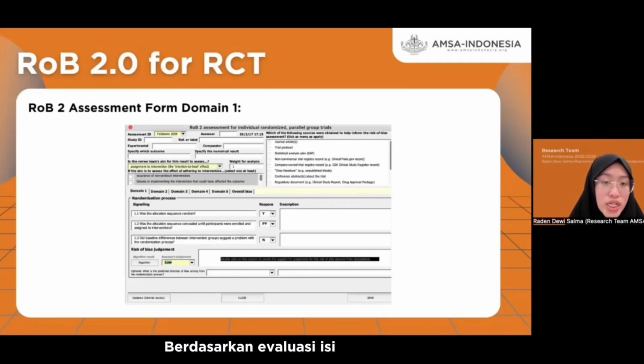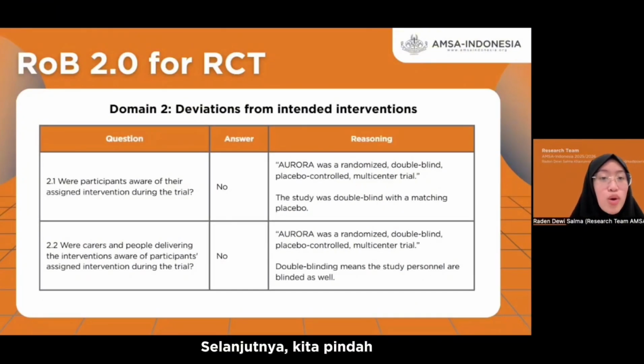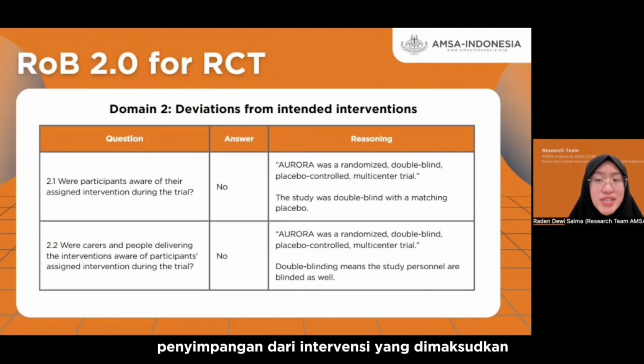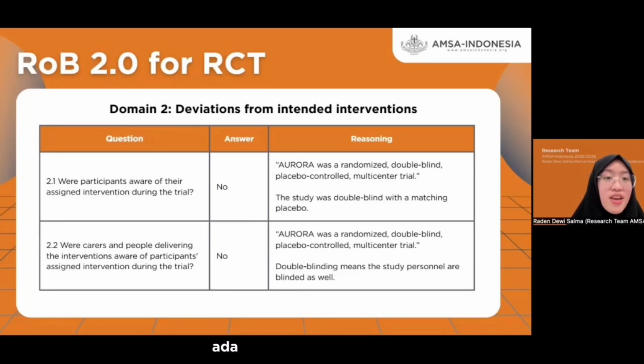Based on the evaluation, fill in each column of the ROB2 assessment form for Domain 1 according to the selected answers. Then, complete the assessor judgment section based on the assessment. The assessor judgment for this domain is low risk of bias. Next, we move to Domain 2, deviations from intended interventions. In this domain, there are 7 aspects that need to be assessed.